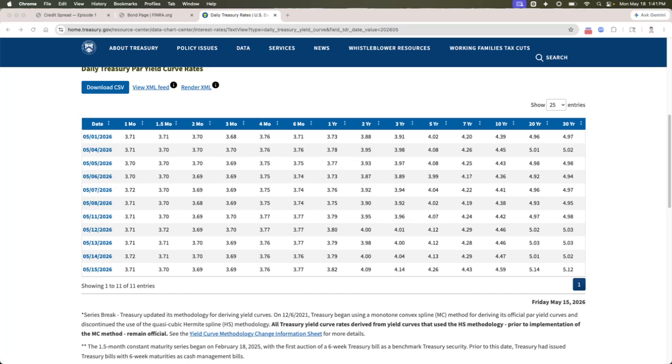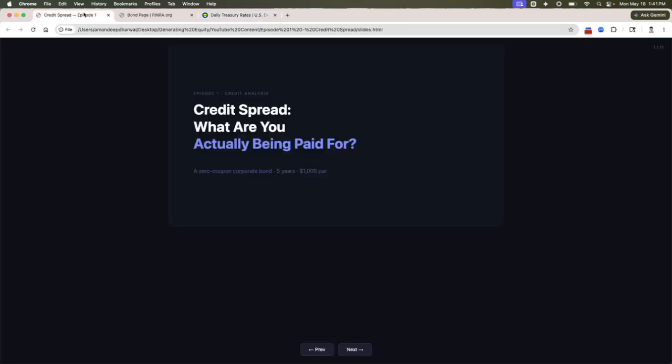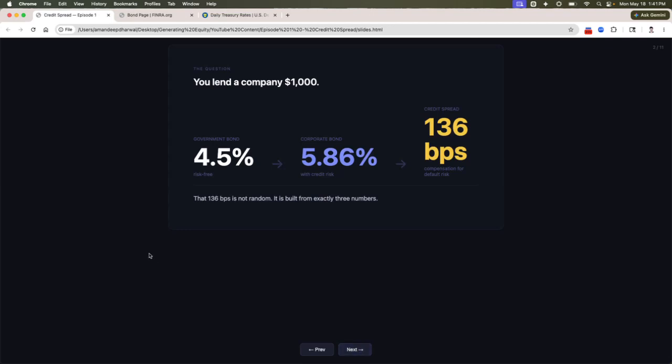So having said that, the true scope of this video is to just understand what explains the credit spread in a bond. And back to our slide, in order to do that, we'll use an example. Imagine that you bought a $1,000 bond from a company which issued the bond at a 5.86% rate, whereas the current rate for a government bond, which is the risk-free rate in the market, is 4.5%. So the true question is, what explains the 136 basis point difference?